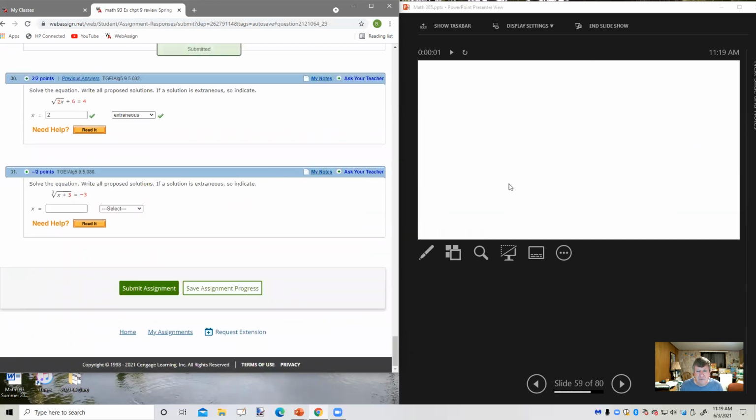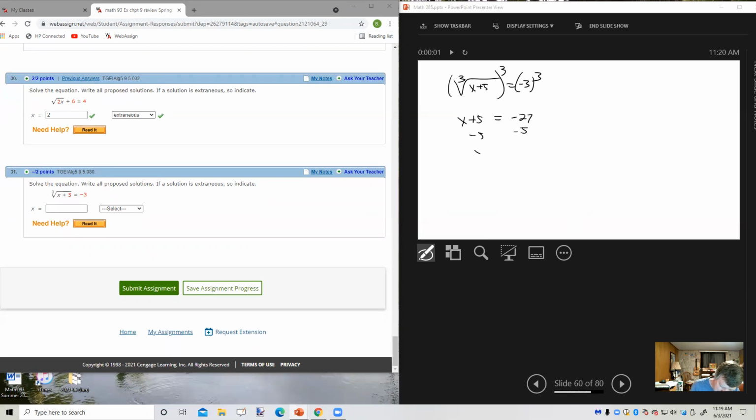Okay, and finally 31, solve the equation, write all proposed solutions, etc. So we've got the cube root of x plus 5 equals negative 3. We've already got the radical isolated, so by cubing both sides, we get that. And we get x equals negative 32. Let's check our work. We get the cube root of negative 27 equals negative 3, and it checks. So we'll put in negative 32.